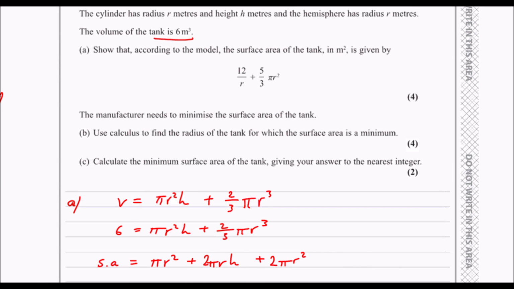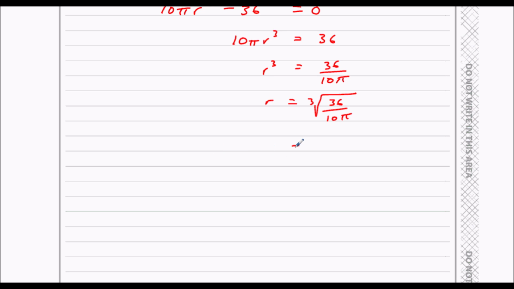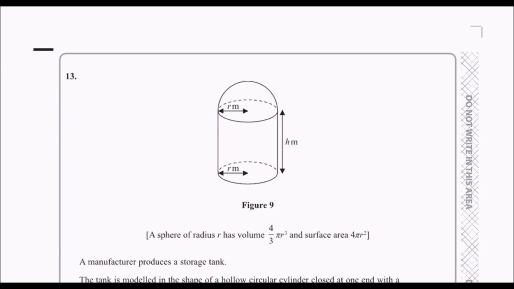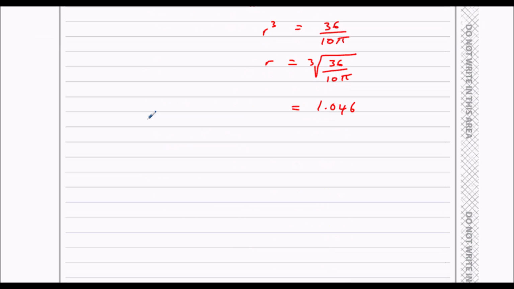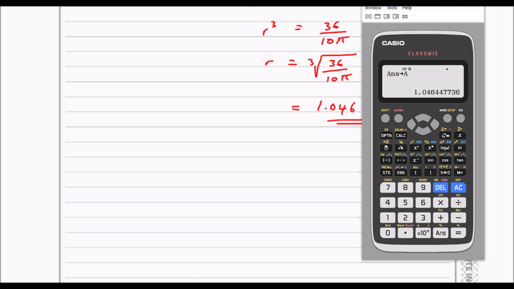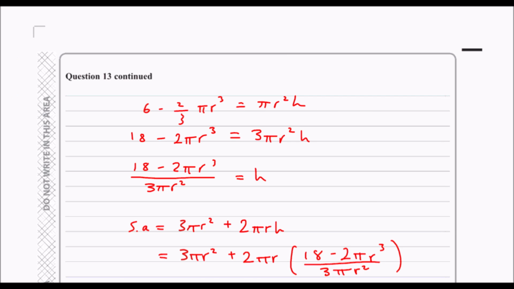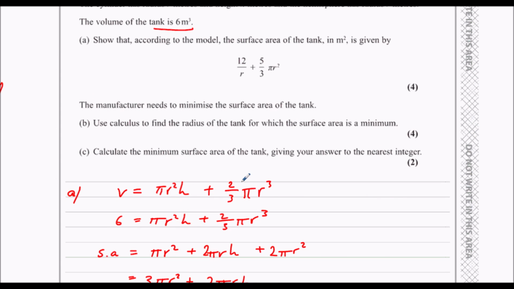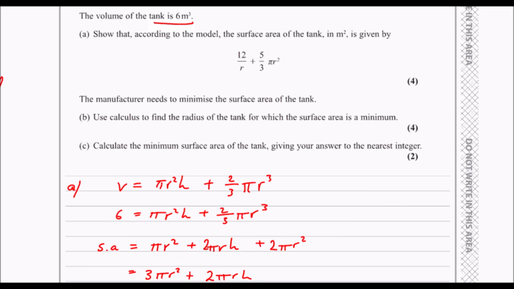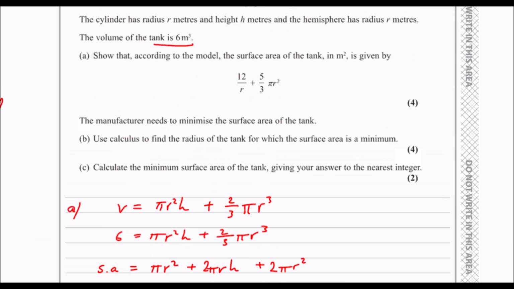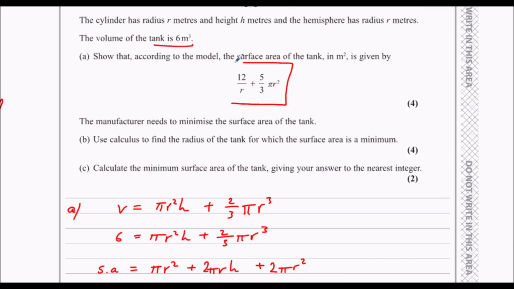It doesn't say a number of significant figures or anything. So 1.046, and it's in meters. I'll store that as A. Might need that in a minute. So calculate the minimum surface area of the tank given your answer to the nearest integer. So we're going to use that answer and substitute it into our surface area, which was here.